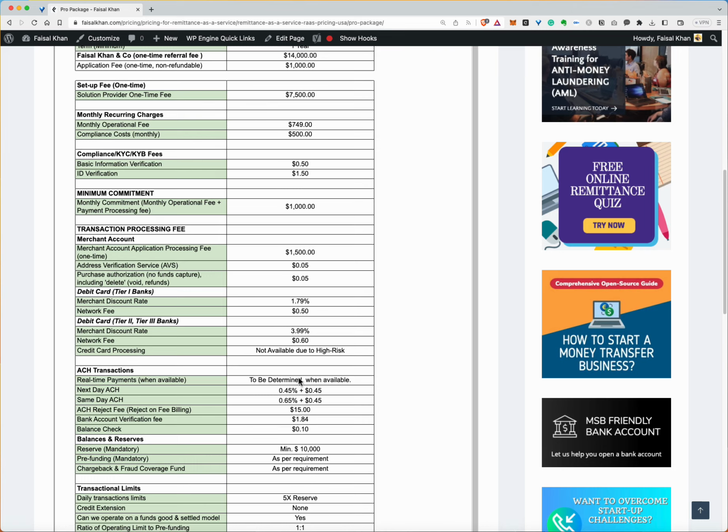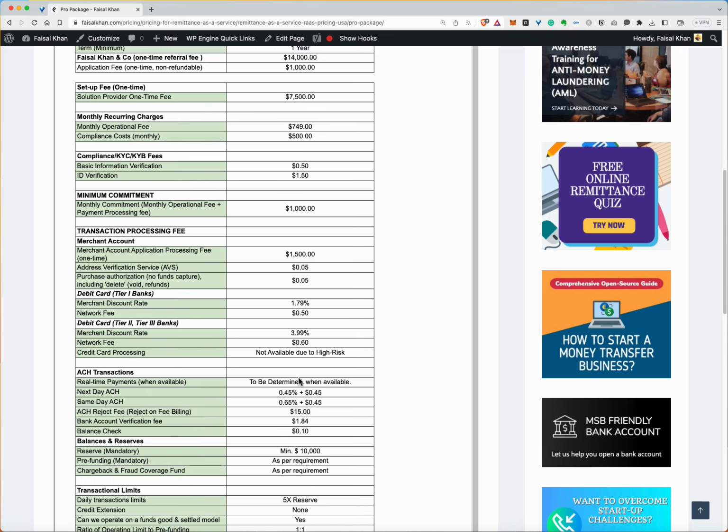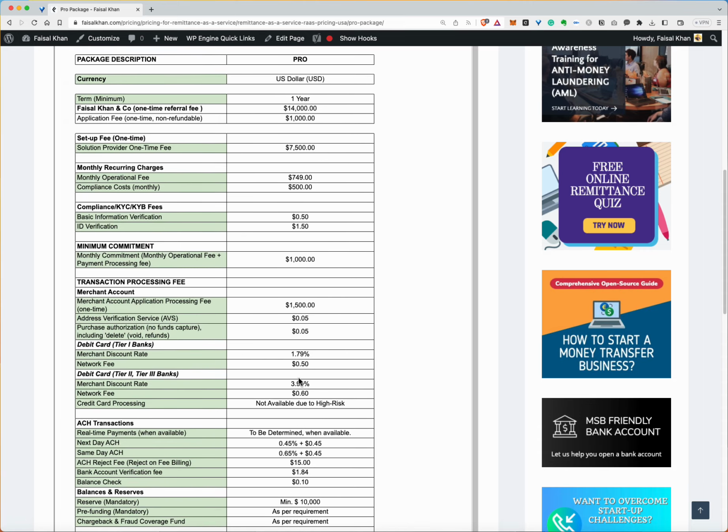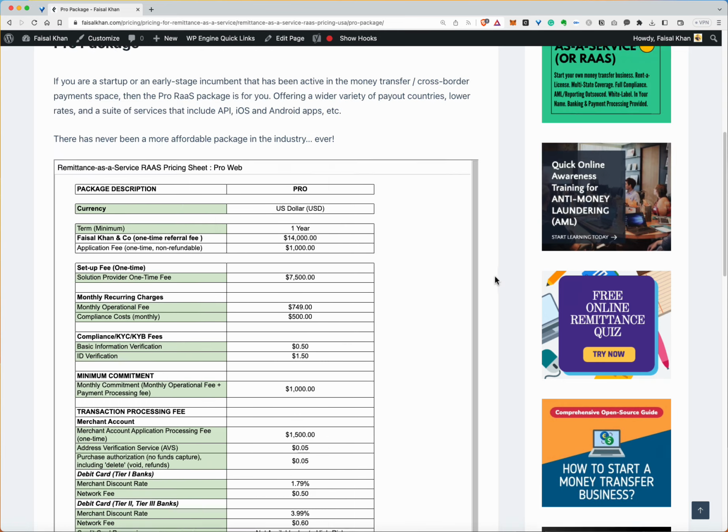Remember, the solution provider is providing you with a regulatory stack, which is licensing, compliance, reporting, AML, and the technology stack. You can do it yourself, but then you would have a pretty good idea of how much it would cost to get the whole thing going.